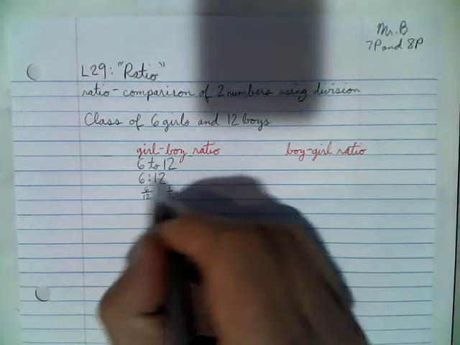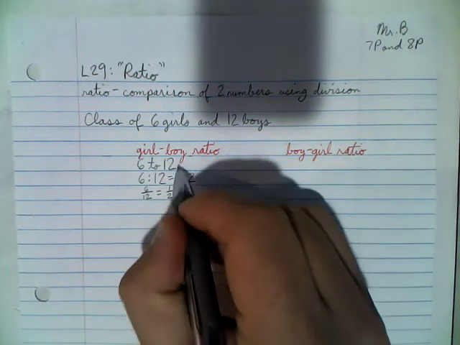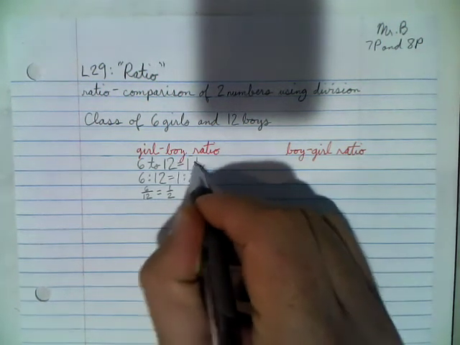Which means I could reduce this likewise, dividing both of these by 6 to create a ratio of 1 to 2 like that, or like that.